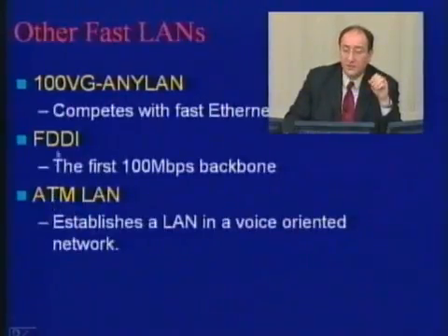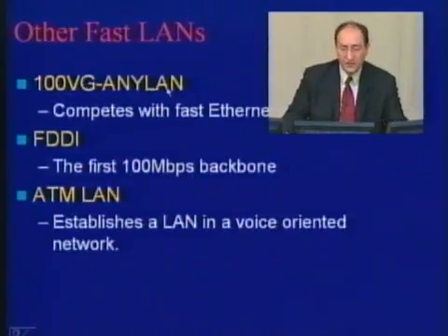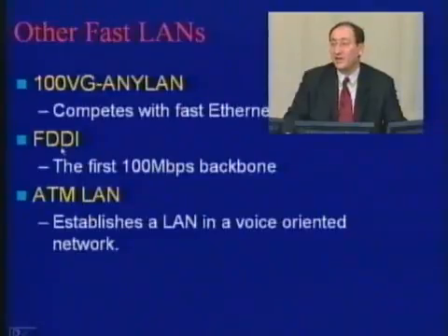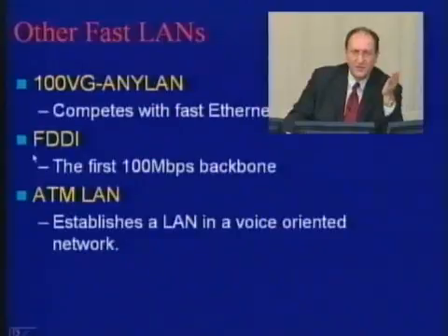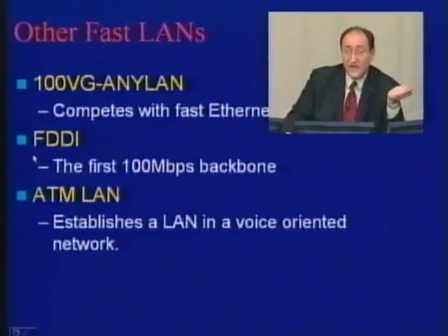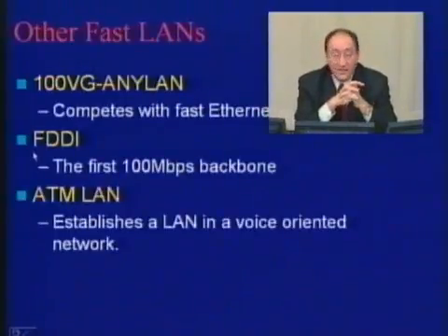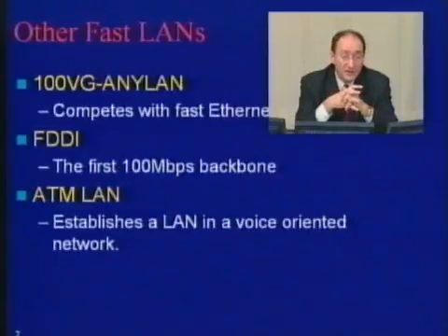Okay. So for the 100 VG AnyLAN, we go over the details to some extent, and FDDI the same. But you have to remember that the physical layer of the FDDI is the same as 802.3, fast, like 100 Base-X Ethernet. Okay, that's the same physical layer. So it's only the MAC layer and also how they handle priority.